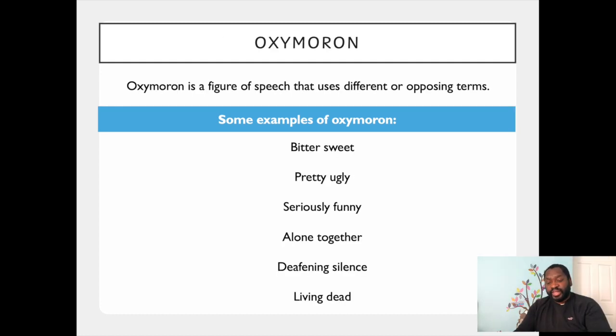Oxymoron is a figure of speech that uses different or opposing terms. The most common form of oxymoron involves just two words. An oxymoron is used in poetry to create a dramatic expression and effect. Examples of these are things like living dead. You cannot be both living and dead. Pretty ugly. Or alone together. Or something like bittersweet.